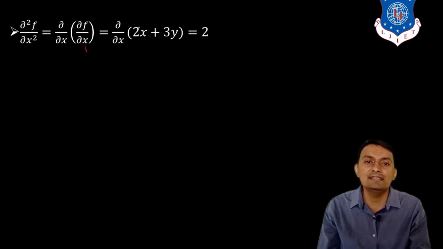So the derivative with respect to x of this function is going to be 2, and this is a constant because we are doing the derivative with respect to x, so we will get 0. So the final answer is 0.